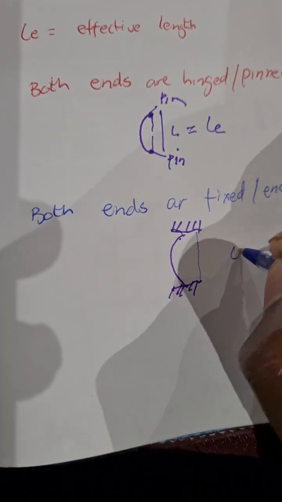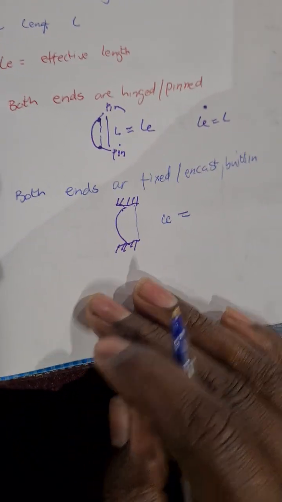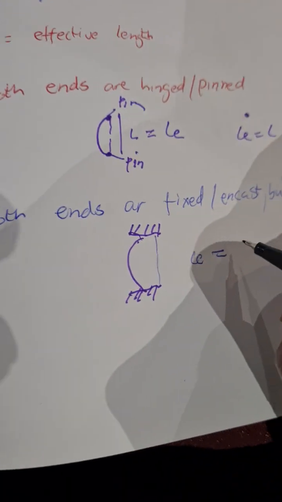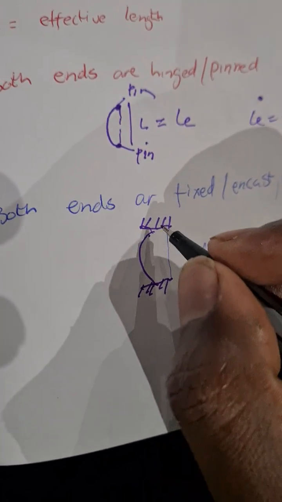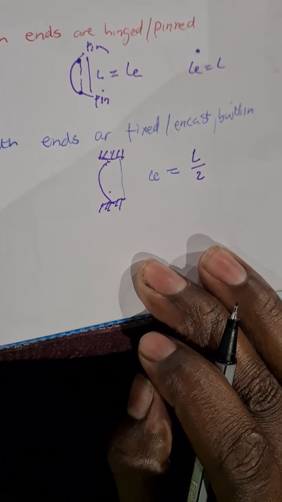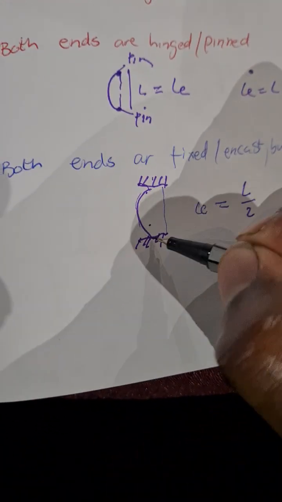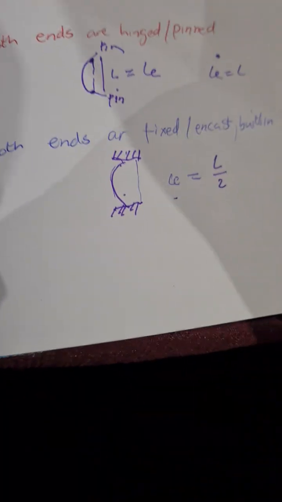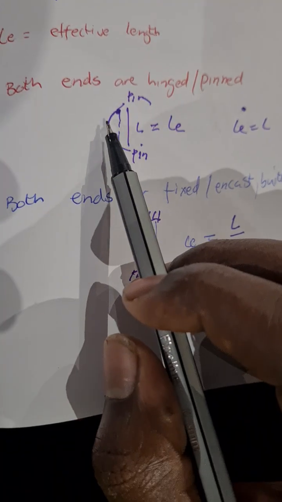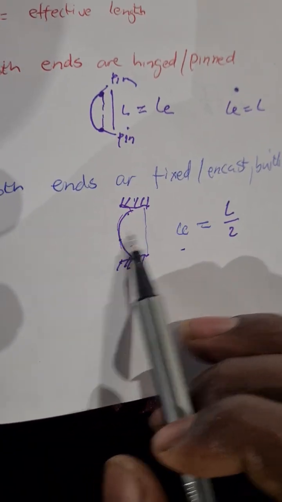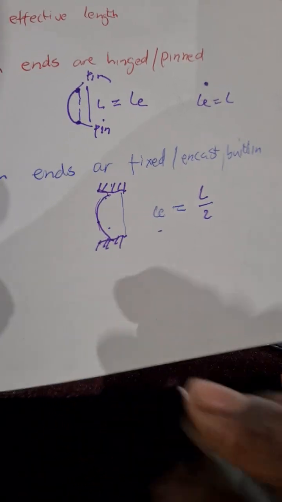So L effective in this case, if both ends are fixed like this, is L over 2. Whatever length of the beam is given, you just divide by 2 to get L effective. In the previous case, if the length is 1, the effective length is 1. Here, if the length is 1, the effective length is 1 over 2. You get it?